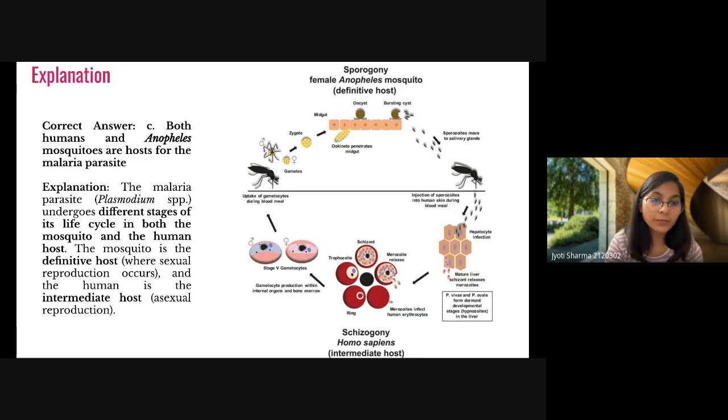And here again, you can see in the explanation, the malaria parasite, Plasmodium species, undergoes different stages in its life cycle in both the mosquito and human host. The mosquito is the definitive host where sexual reproduction occurs, and the human is the intermediate host where asexual reproduction occurs. So that's how you can give me the answer. C is the right one.